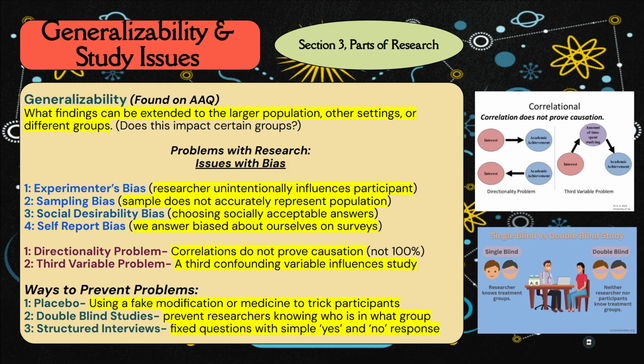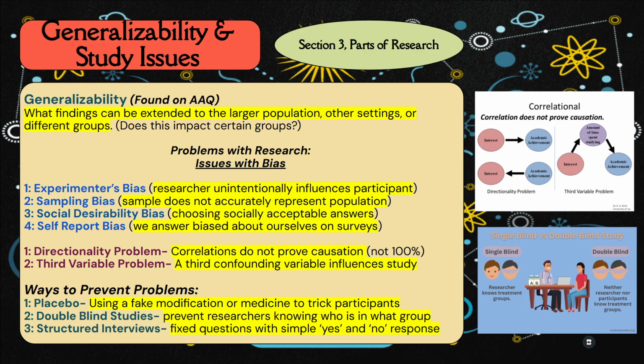Directionality problems means that correlation doesn't cause causation, and it also means that we don't know sometimes with relationships which came first. Does academic achievement cause interest, or does interest in a subject cause academic achievement? We don't know which one causes what. We just know that there's some type of relationship involved.